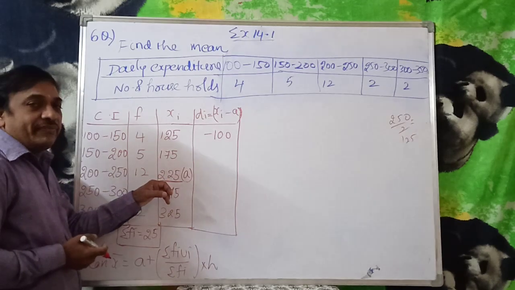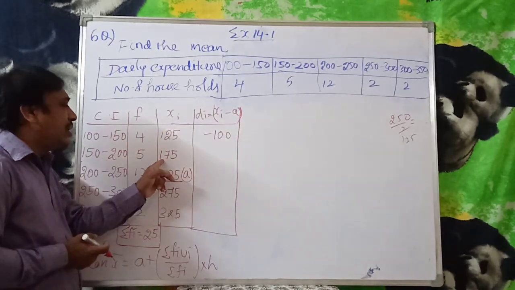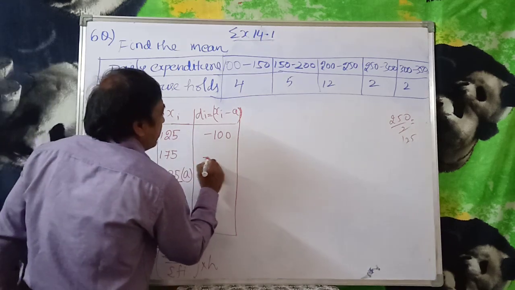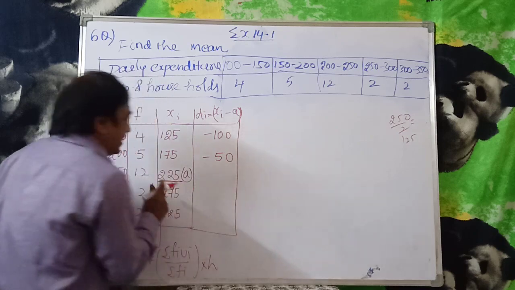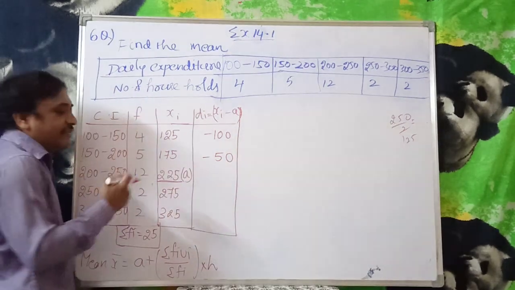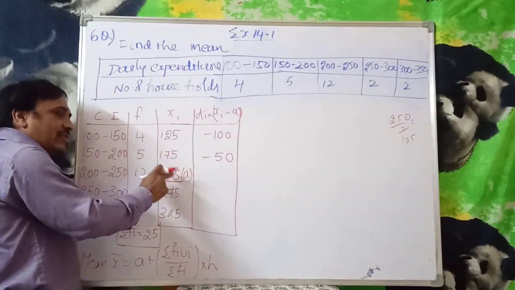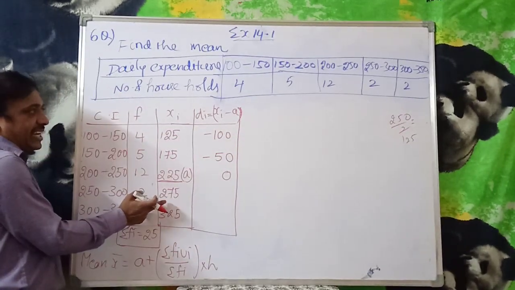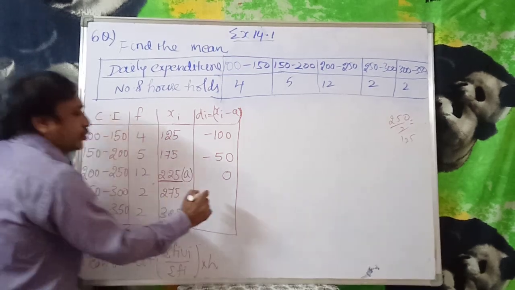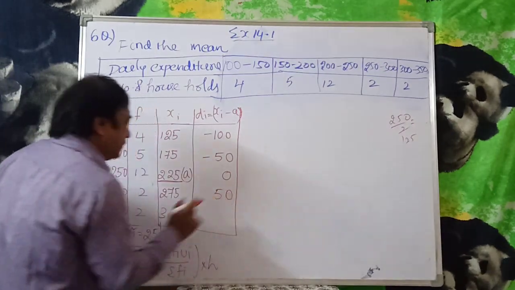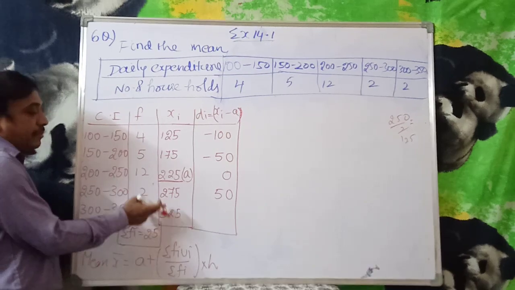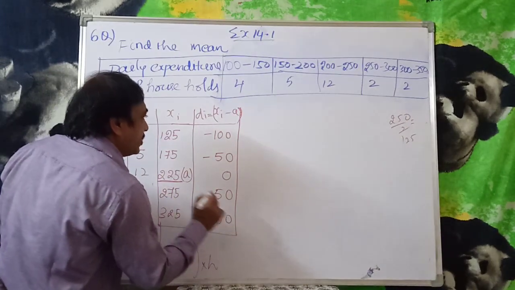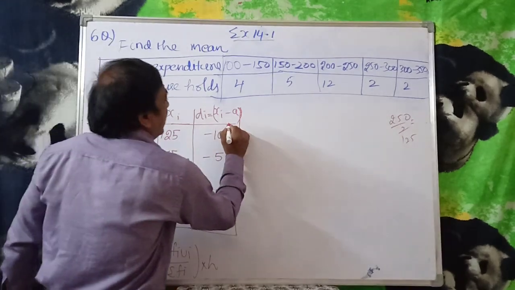Next, 175 minus 225. Look at the board. Xi is 175, a is 225, so that will be minus 50. Next, 225 minus 225. Xi is the same, a value is also the same, so this is 0. Next, 275 minus 225 will be 50. Next, 325 minus 225, again it will be 100. So here we obtained the di values.